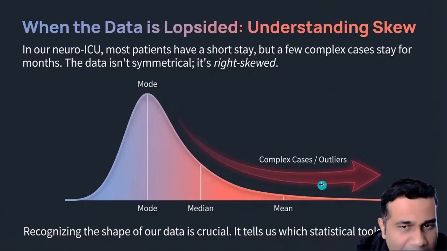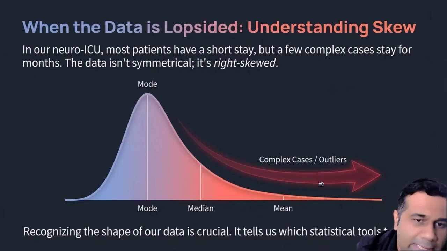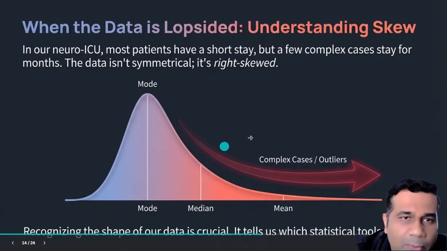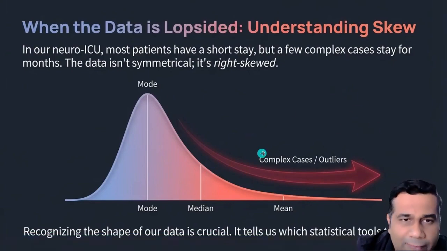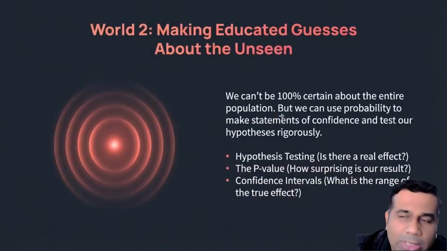So when we have more outliers or more complex cases, these three values change. Instead of having a symmetrical distribution, it now has a right skew, or a left skew. Okay, now we come to the other aspect.